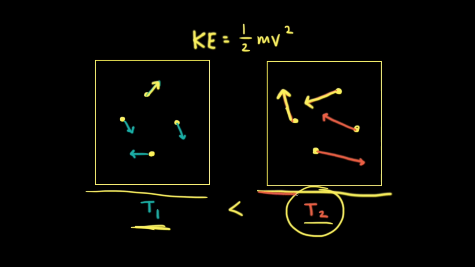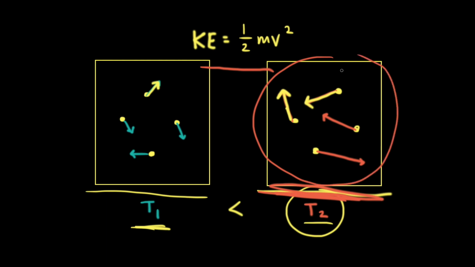Since the gas particles in the box on the right are on average traveling faster and have higher velocities, the average kinetic energy of the particles in the box on the right is higher than the average kinetic energy for the particles in the box on the left. And so the average kinetic energy is proportional to the temperature. The higher the temperature, the higher the average kinetic energy of the particles.